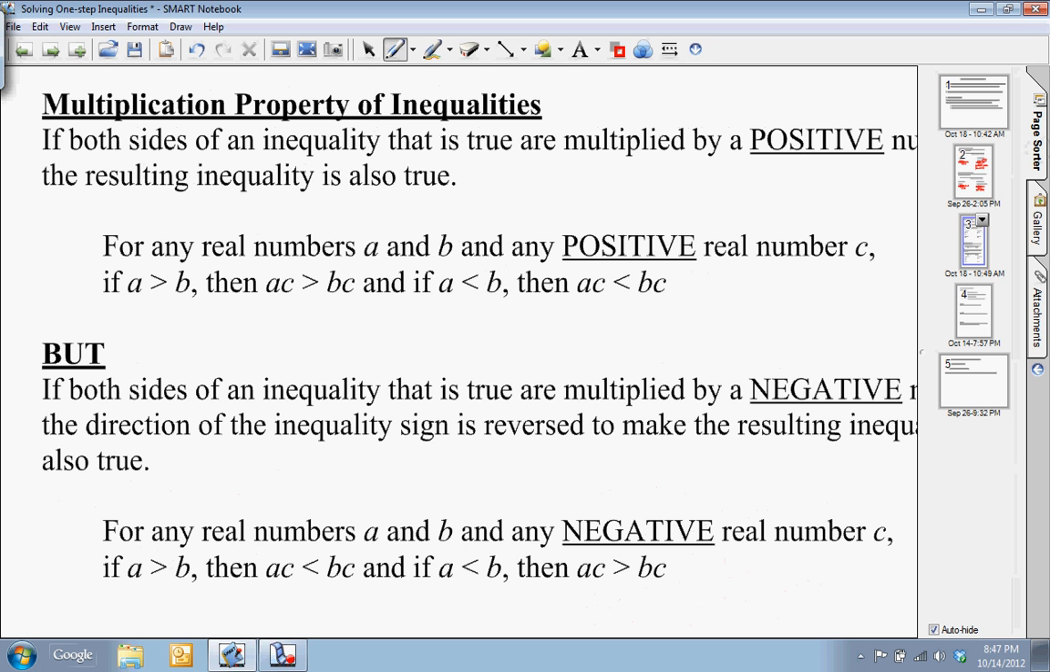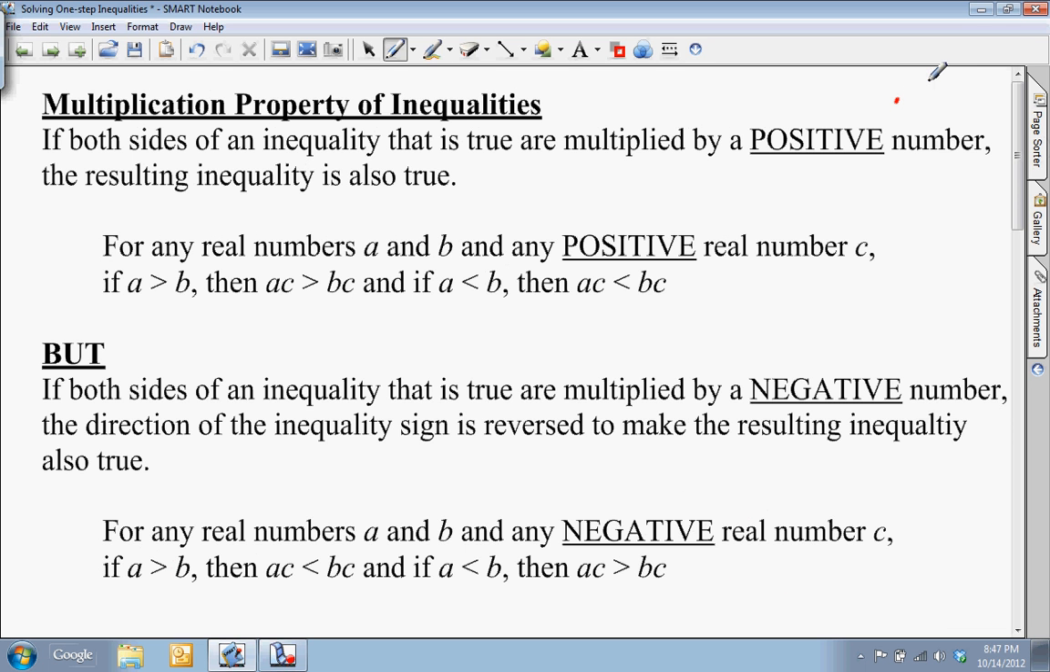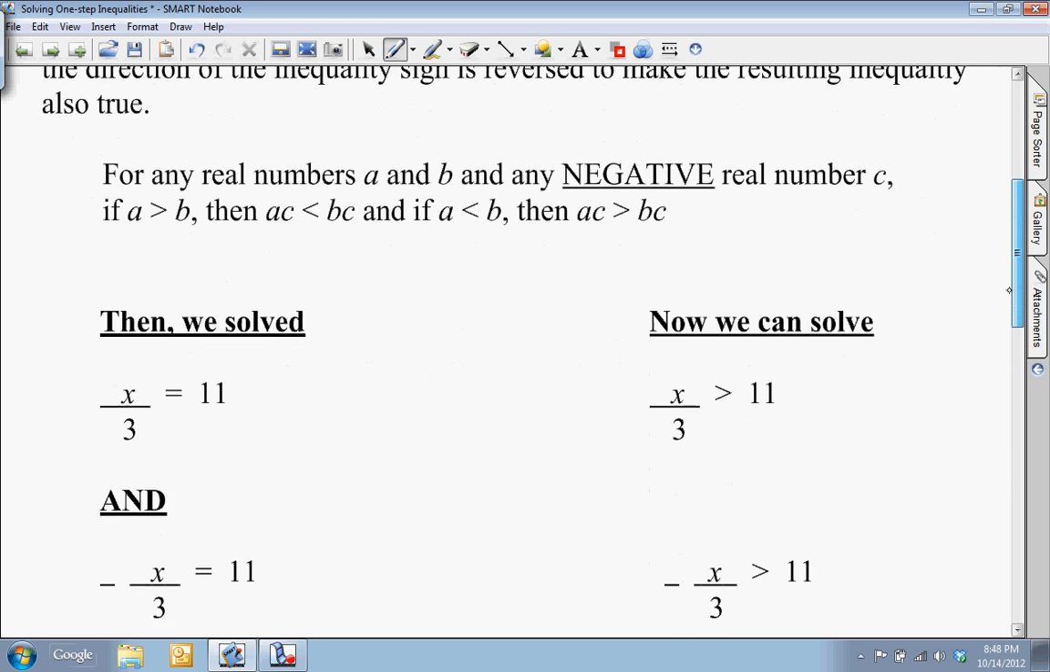When we get to multiplication and division for inequalities, there is just one extra thing that we have to think about. And it has to do with the number that we are multiplying or dividing by in order to get the variable by itself. When that number is positive, nothing really changes. However, if both sides of an inequality that is true are multiplied by a negative number, the direction of the inequality sign is reversed to make the new inequality true. So let me show you an example.